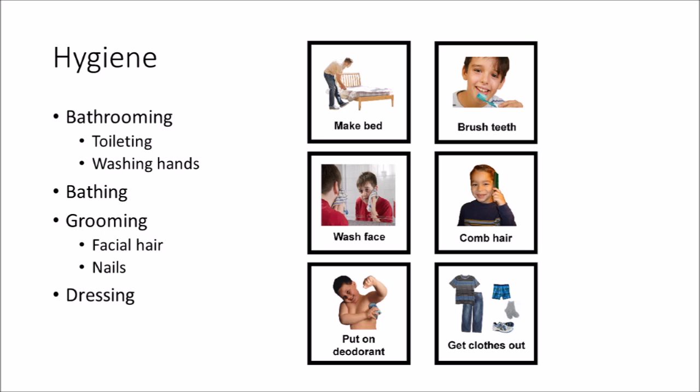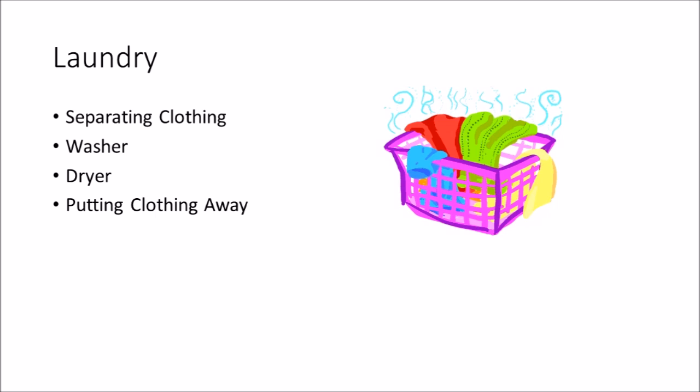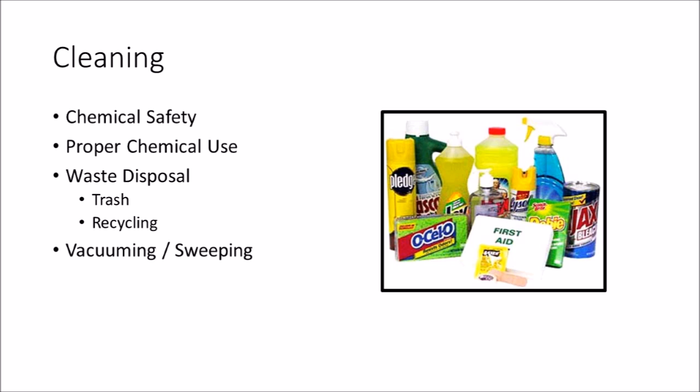Next topic would be laundry, being able to separate clothing, lights and darks, put them in the washer, how to add detergent, all of that, putting them in the dryer, cleaning the lint trap so that nothing starts on fire, and then putting clothes away rather than just letting them sit on the floor or in bins. As far as cleaning goes, chemical safety, what you do when chemicals get in your eyes, what do you do if chemicals get on surfaces they shouldn't be on. Proper chemical use, such as you use glass cleaner on glass, you don't use bleach on carpets, all those things.